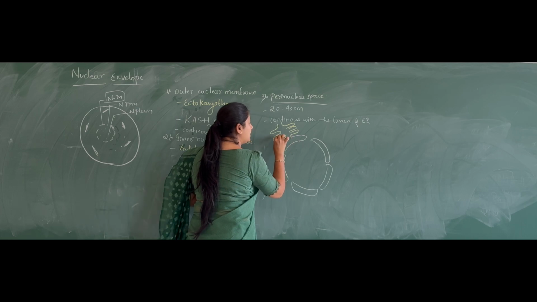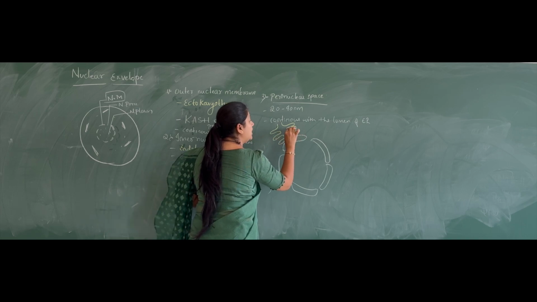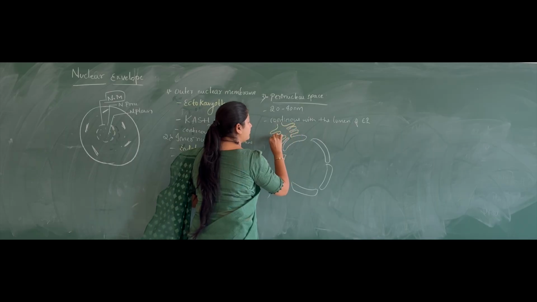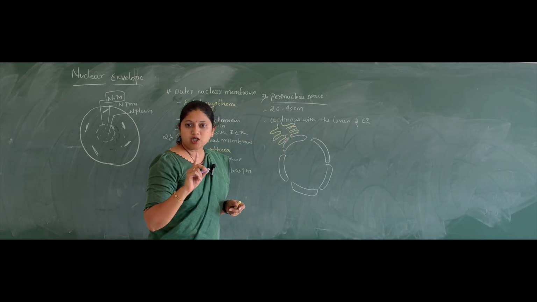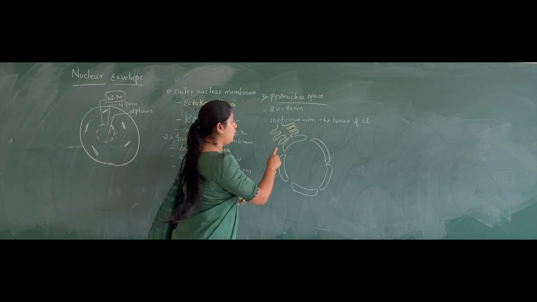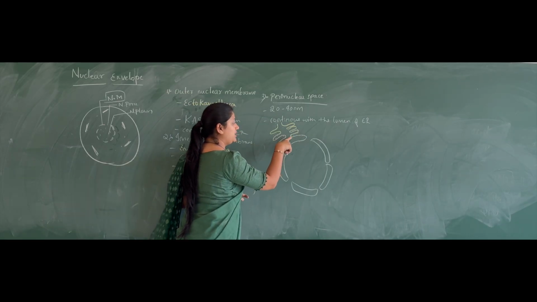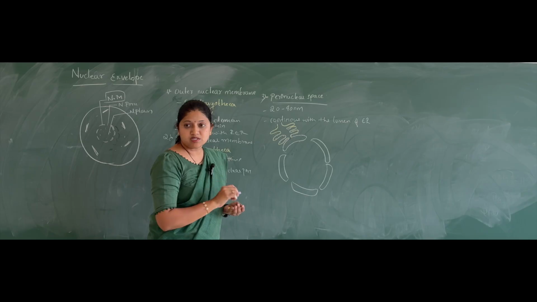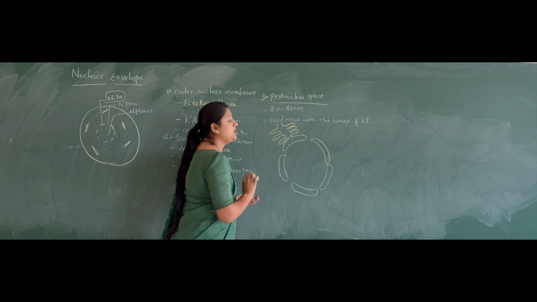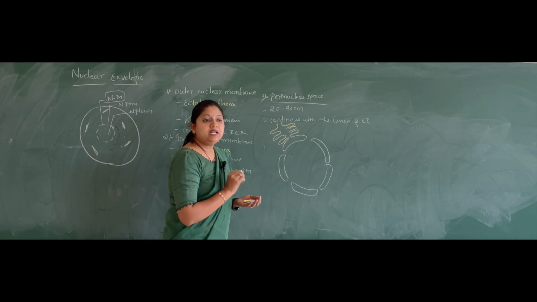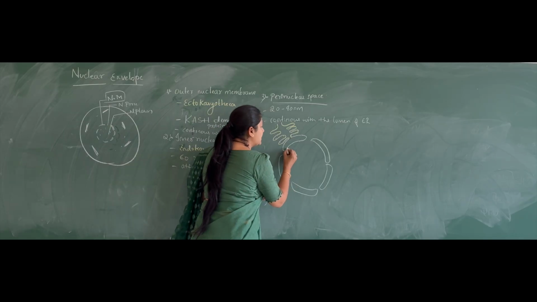But remember, there are no ribosomes present on the inner nuclear membrane. Only the outer nuclear membrane is studded with ribosomes. Then coming to the inner nuclear membrane, this is attached to the nuclear lamina.